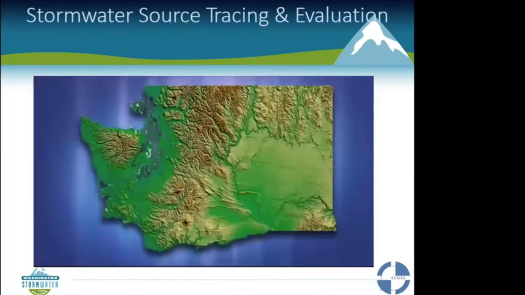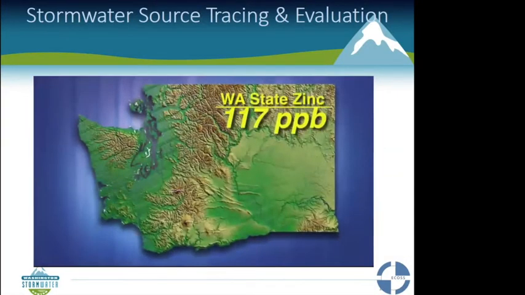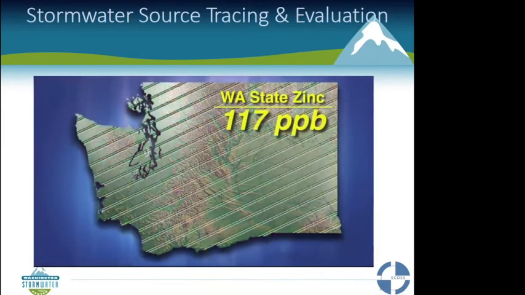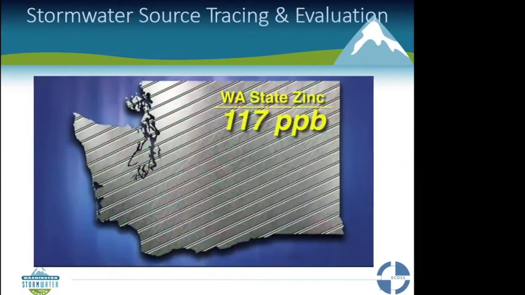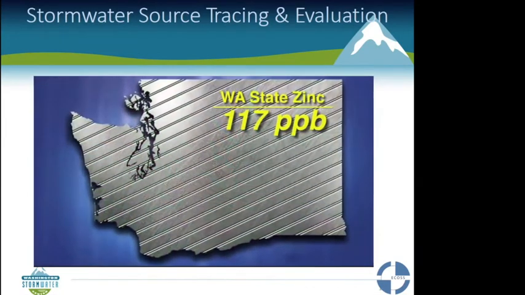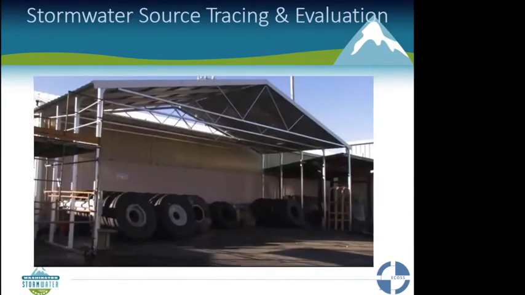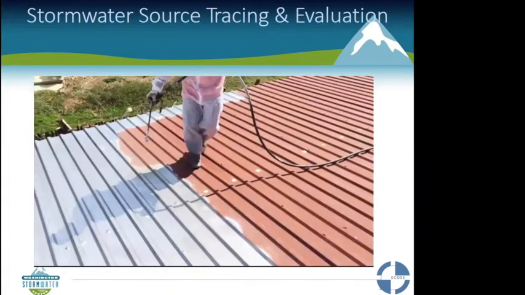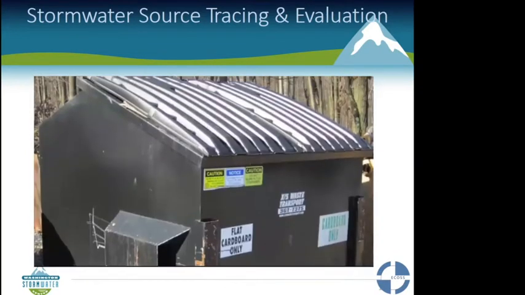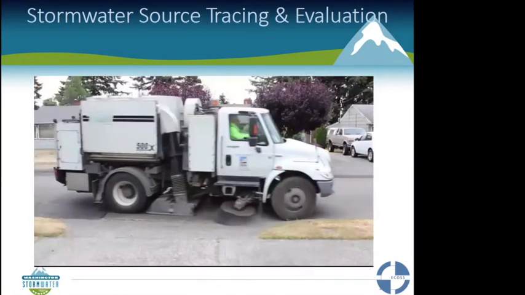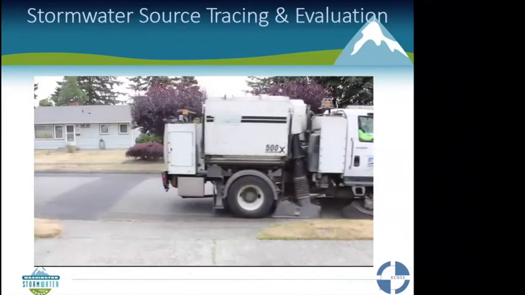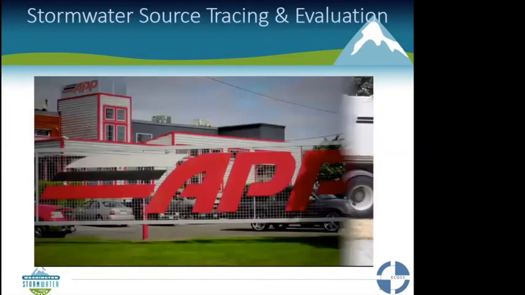Remember, the benchmark for zinc in Washington state is 117 parts per billion. Even small amounts can add up quickly to put you over that amount. You can control some sources of zinc by keeping materials inside a building or undercover, coating galvanized surfaces, keeping dumpsters closed, and sweeping paved surfaces regularly. But sometimes you need to look further.